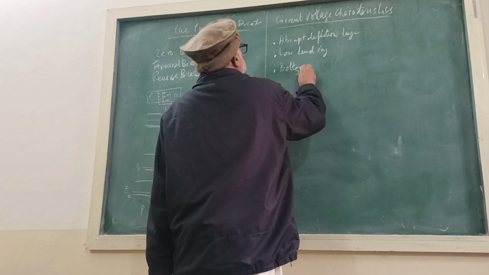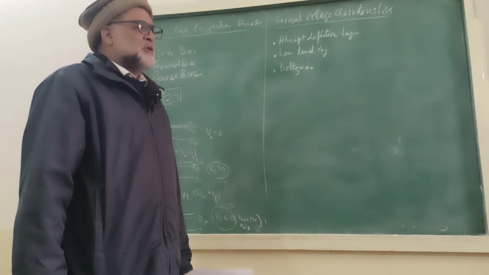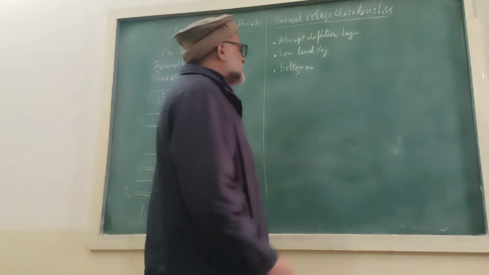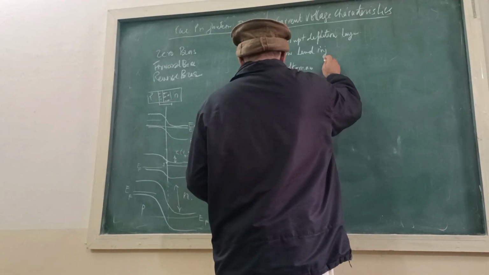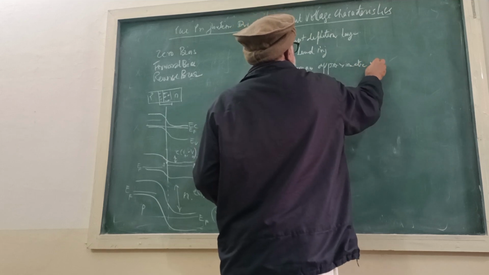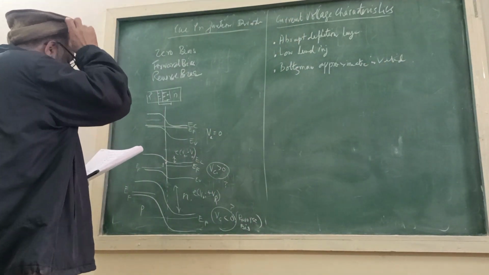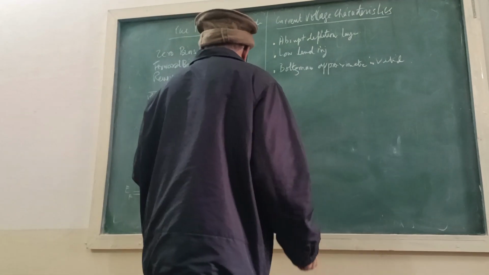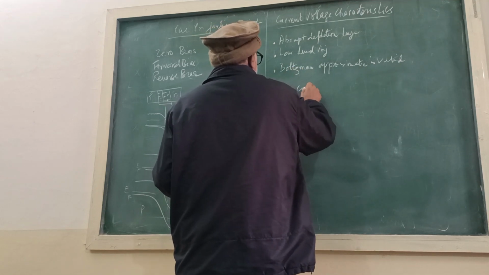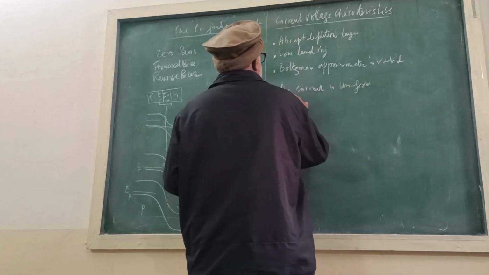You know, when the temperature is high, then we can replace the Fermi-Dirac statistics with the Maxwell-Boltzmann statistics, because that one does not matter. Boltzmann distribution, right? The approximate distribution is valid. Right? And the current is constant throughout the junction. The current is uniform.